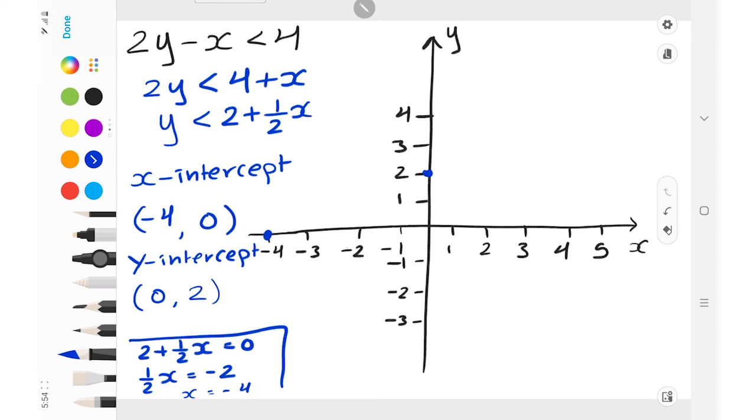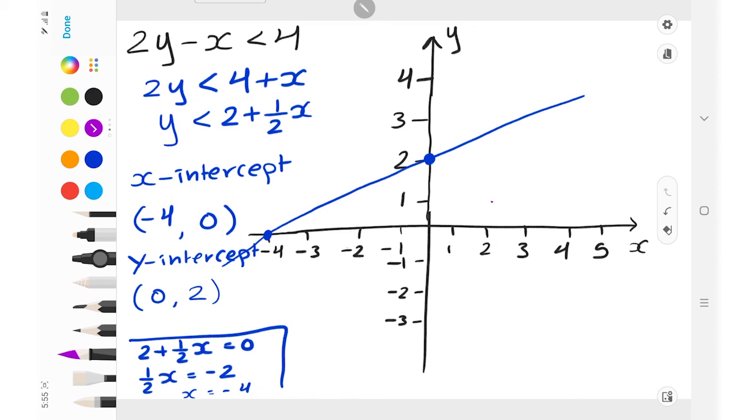Wait a minute, I want to make this a bit better. Okay, so it's a little bit better than before. Here is my -4 and 0, and this is my 0, 2. So this is the line 2y minus x equals 4. Now, to know which side I want to shade, we will do the same as we did before.